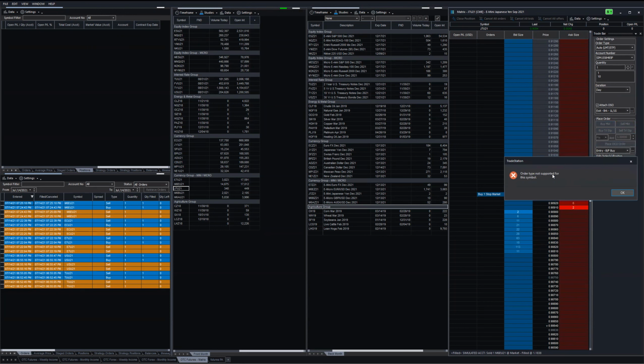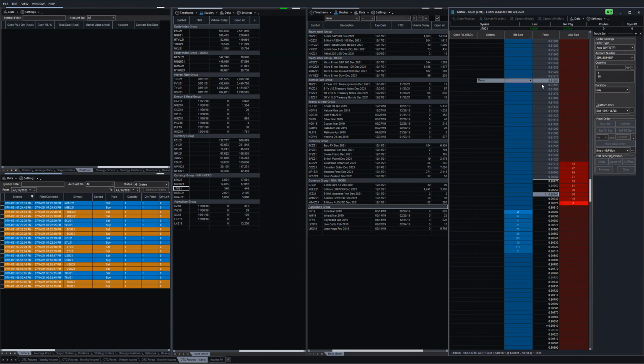Order type not supported for this symbol. You see TradeStation, that's why volume is so little. It doesn't let you. You see here, this is all blacked out. You see the radar screen. When the radar screen is blacked out, either you did something wrong with the symbol, or TradeStation doesn't let you place an order here in this case. Now you see that blacked out. TradeStation doesn't let you place an order.